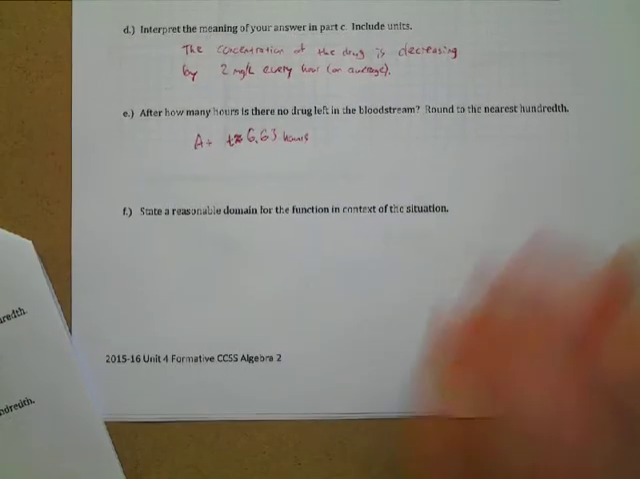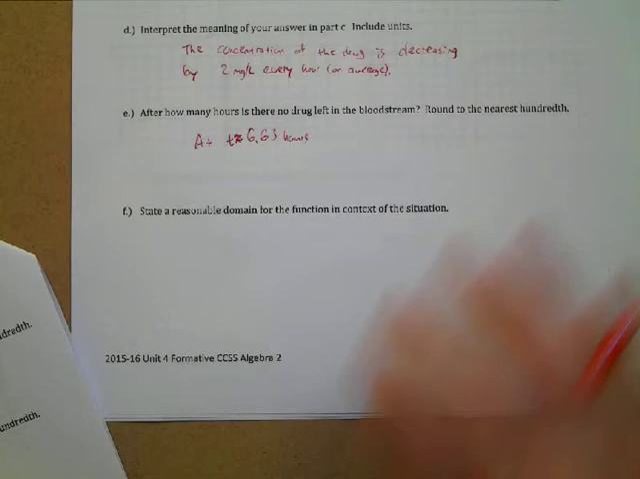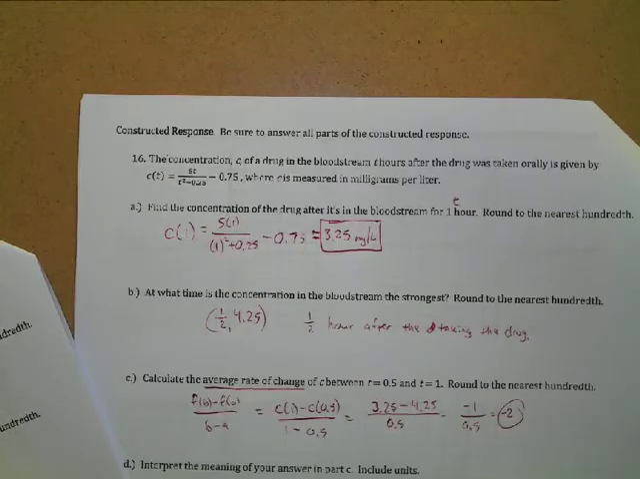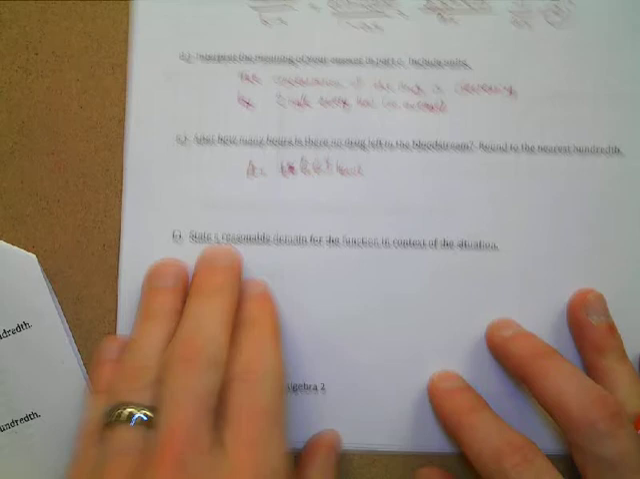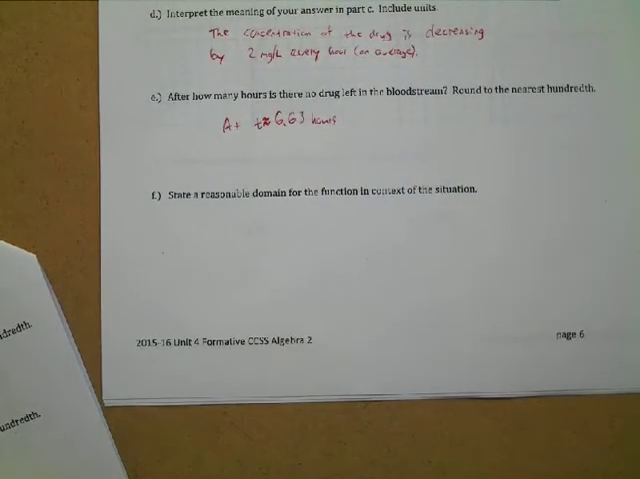And finally, it asks us to state a reasonable domain for the function in the context of the situation. Okay, so domain describes what variables? X's or Y's? X's. So in this case, which variables are X's here, folks? C's or T's? The T's, right? Okay? So we need to come up with a reasonable domain, that is, reasonable times, okay? So what would be a reasonable time for us to start in the context of the situation? 0, right? It would not make sense to go to negative infinity. It would make sense to start at 0.